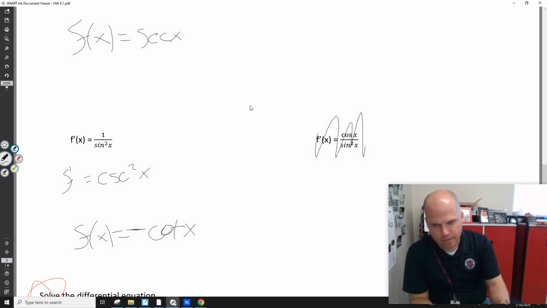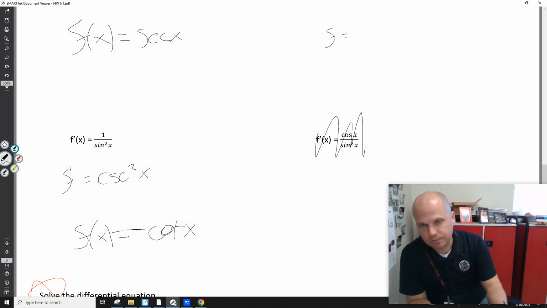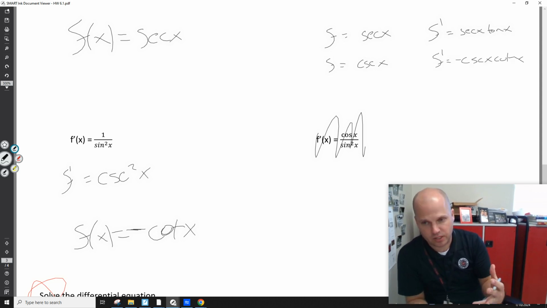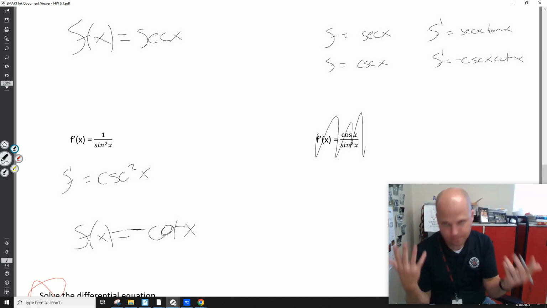You got to remember your trig derivatives. Let's just go through them. Secant's derivative is secant tangent. If you see secant tangent, it's the antiderivative of secant. Cosecant's derivative is negative cosecant cotangent. If you see negative cosecant cotangent, it's the antiderivative of cosecant. Okay?